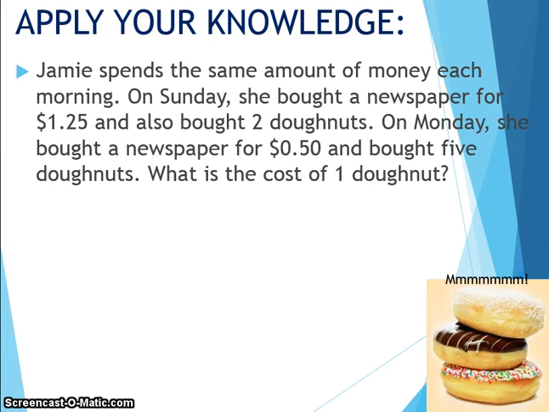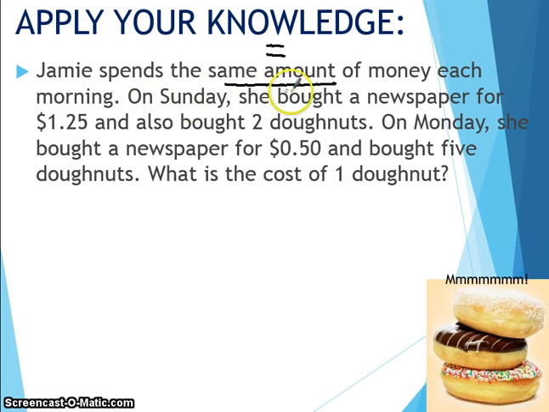In this part of the lesson we are going to look at 4 real-world examples and then summarize what we've learned. In this example it says, Jamie spends the same amount, which we know means to be equal. Jamie spends the same amount of money each morning. So every single morning she spends the same amount of money.